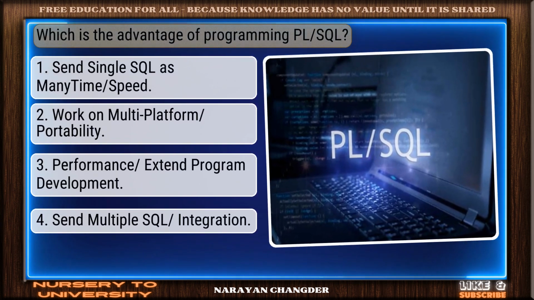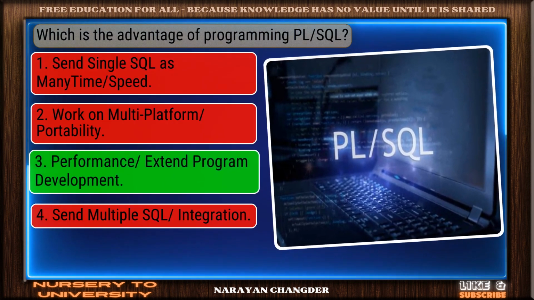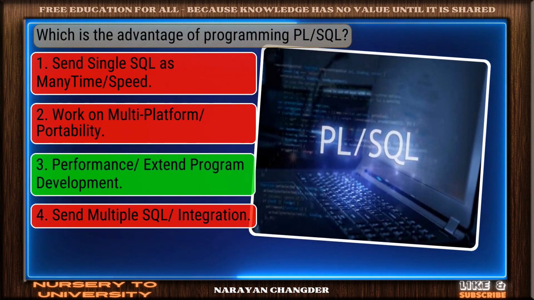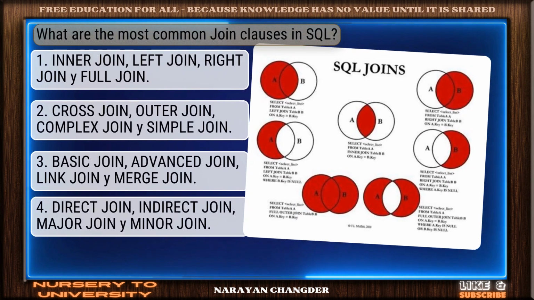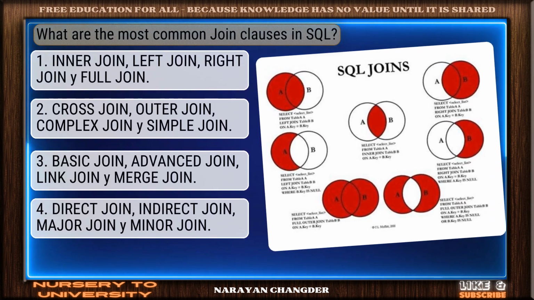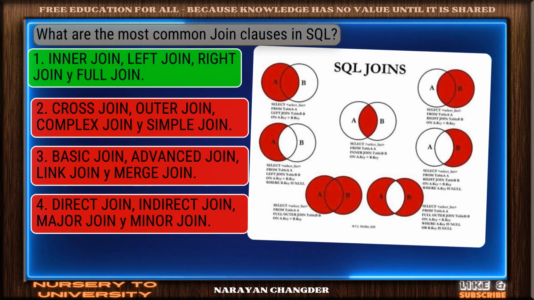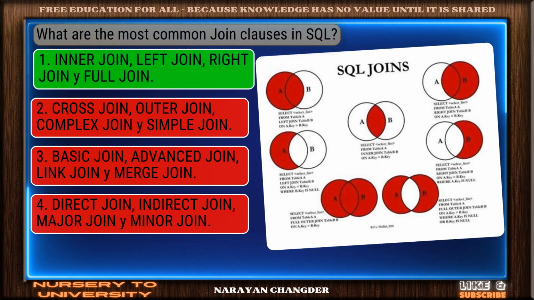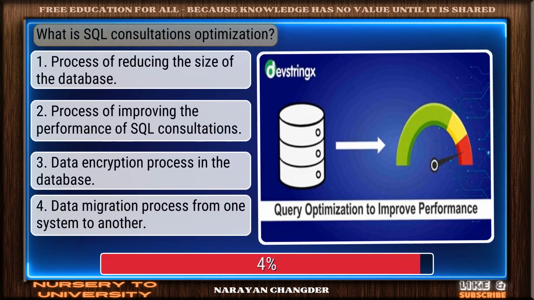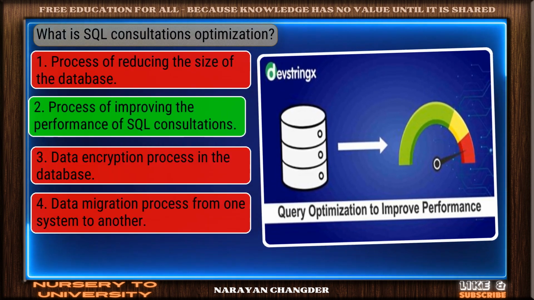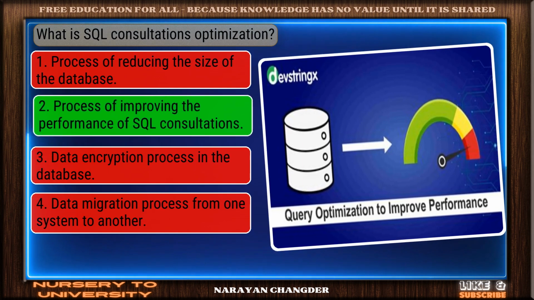Question number 28. Which is the advantage of programming PL/SQL? Well done. Performance and extended program development is the right choice. Question number 29. What are the most common join clauses in SQL? Exactly. Inner join, left join, right join, and full join makes sense, and it is the right choice. Question number 30. What is SQL query optimization? Smart move. Process of improving the performance of SQL queries is an accurate answer.